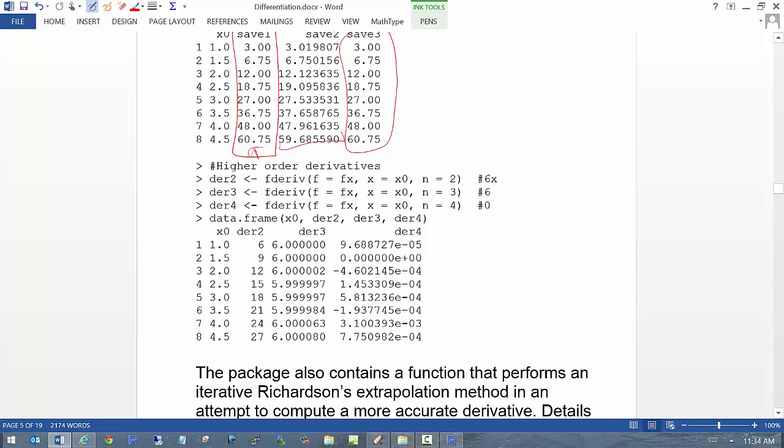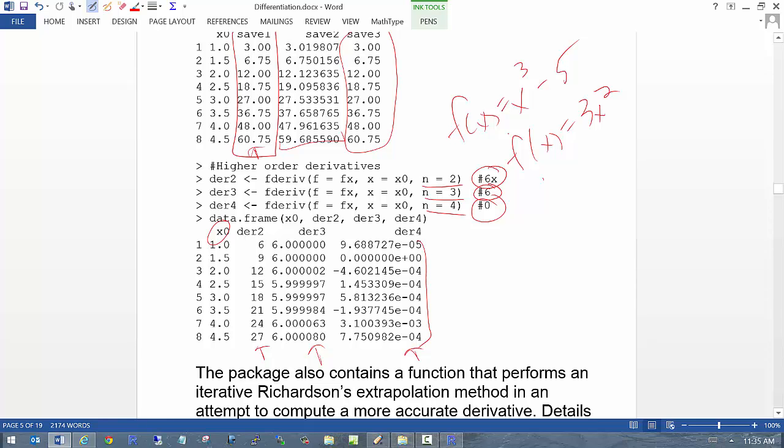What about higher order derivatives? Well, again, our function is f of x equals x cubed minus 5. So the first derivative is 3x squared. The second derivative is 6x. The third derivative is 6. The fourth derivative is 0. So by just changing the values of n, I'm able to find my derivatives. And you can see that for the second derivative, indeed, for all my values of x, I get it right. For the third derivative, I get it just about right. And the fourth derivative as well, I get it just about right too, because all these numbers are quite close to 0.